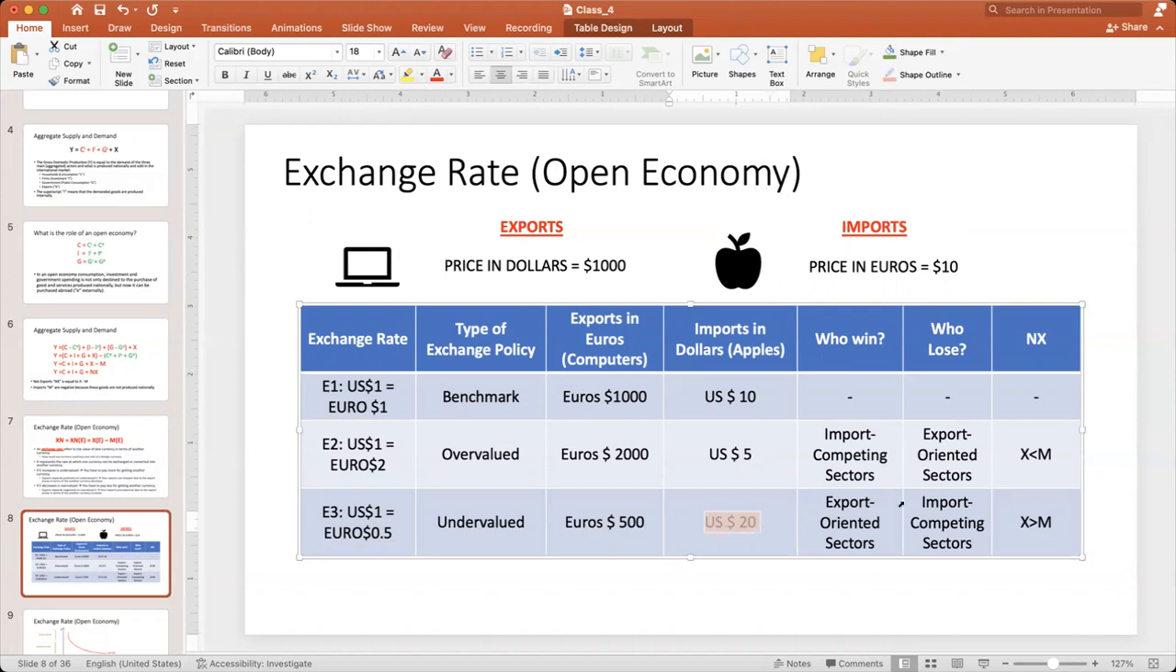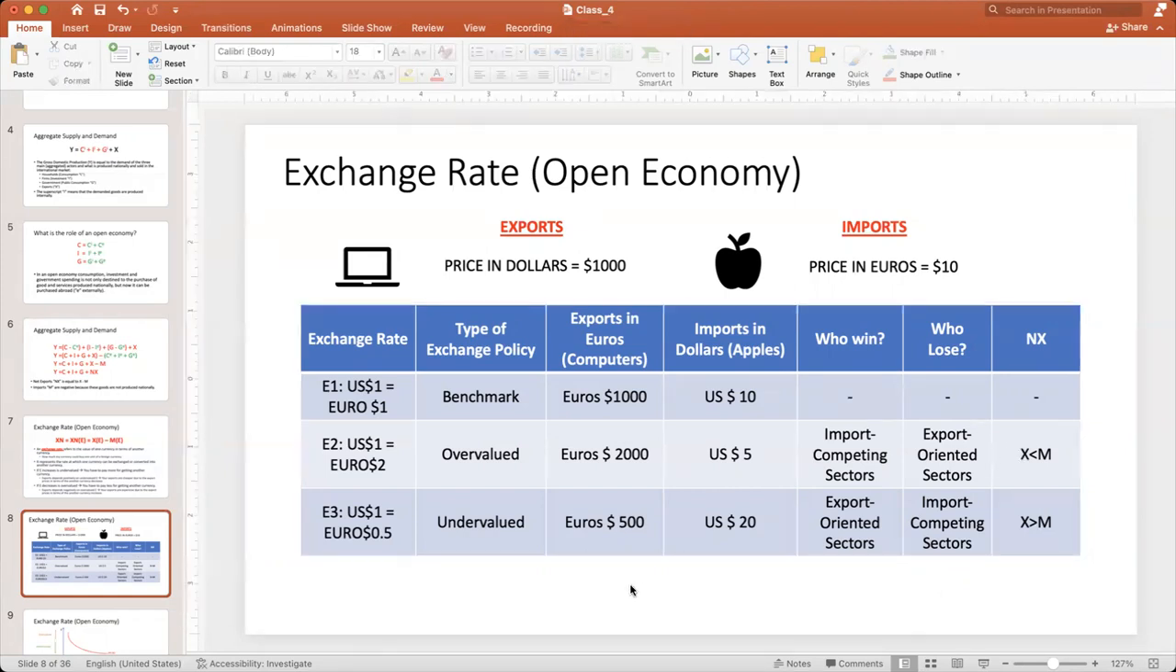Or substitute the apple with another fruit. So who loses? The import competing sectors. And if this is the case, exports will be bigger than imports, and in the overvalued scenario, exports will be lower than imports. So keep in mind this concept. This concept is very important for the class. So the exchange rate will impact the economic sectors and will impact our economy as a whole.